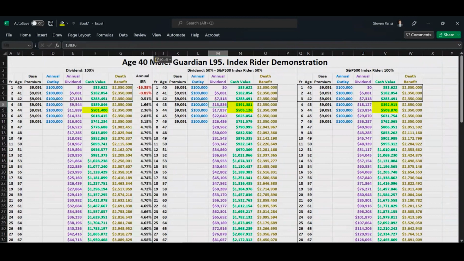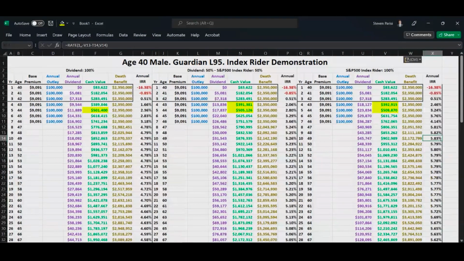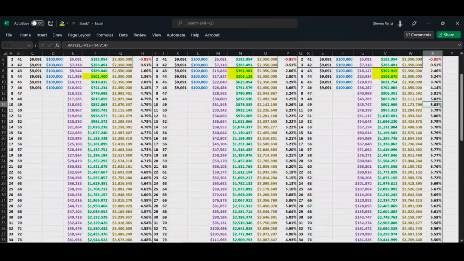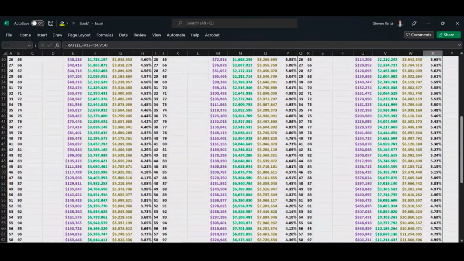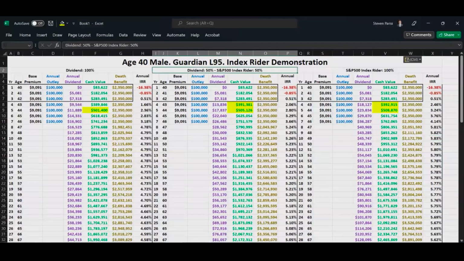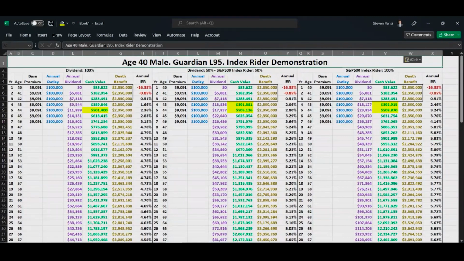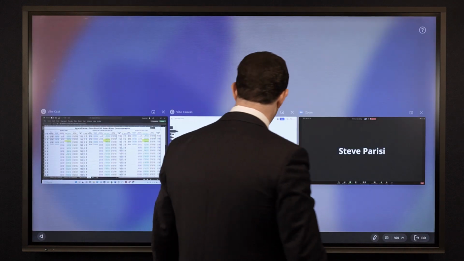So we can look at the IRR, 100% dividend. This is the annualized IRR, not the average. A little bit greater potential. It's really what it gives. And we want to track it year over year. But a great rider to be aware of.